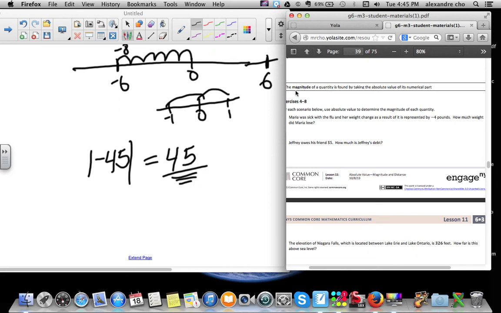Oh, that's right. Look at that. The magnitude of a quantity is found by taking the absolute value. All right. So Jeff owes his friend $5. How much is Jeffrey's debt? It would be $5.